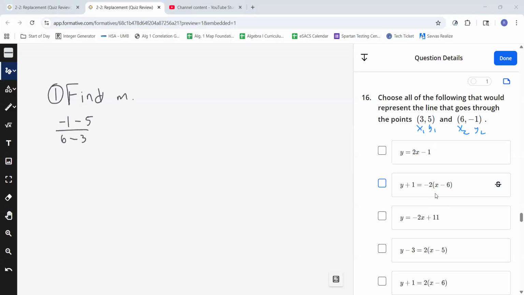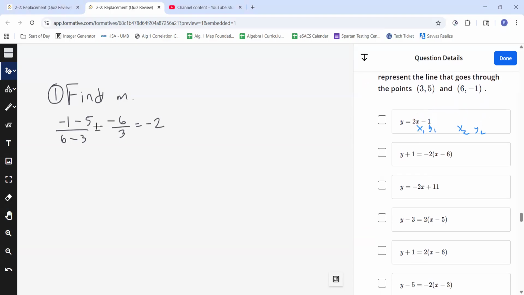All right, so back over to the work. I'm going to actually simplify that now. -1 minus 5 is -6. 6 minus 3 is 3. That's -2. So my slope is -2. All right, so I can go ahead and cross off several of these.